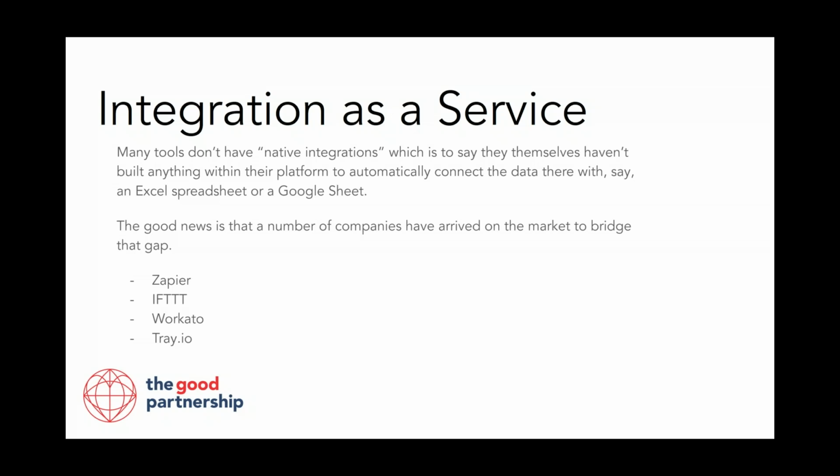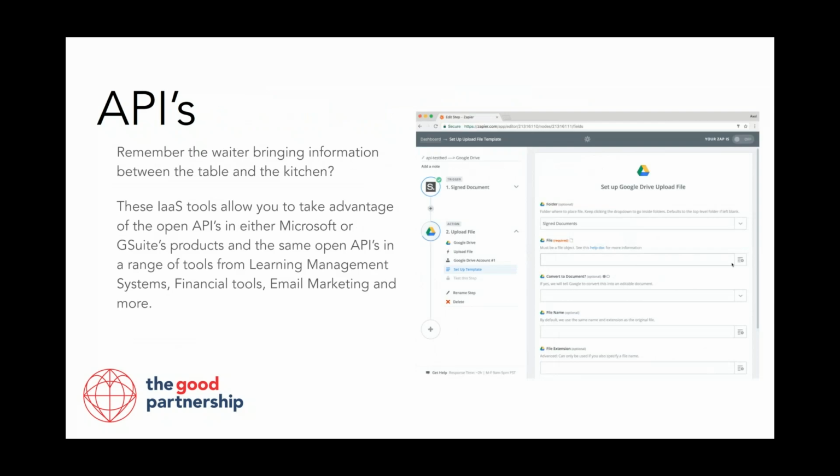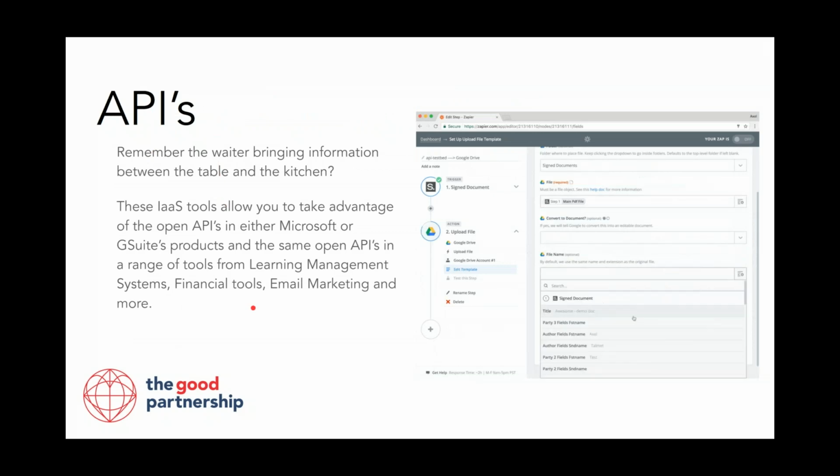So tools such as Zapier, IFTTT, which is if this then that, Workato or Tray.io are all very accessible tools that allow you to create that level of interoperability between your tools that you've chosen. So again, this relies on APIs. These tools allow you to take advantage of the open APIs in either the Microsoft or G Suite products, and the same open APIs in a range of tools.